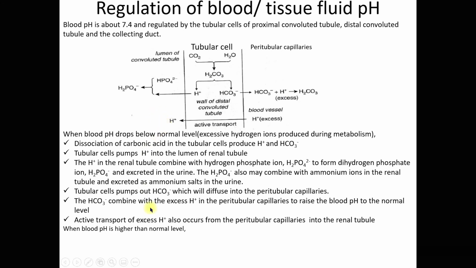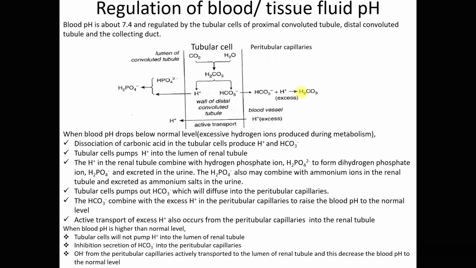Now what happens when the blood pH is higher than the normal level? The tubular cell will not pump hydrogen ions into the renal tubule, so this will not occur. And when hydrogen ions are not pumped into the tubular cell, the secretion of bicarbonate into the peritubular capillaries is also inhibited or does not occur.